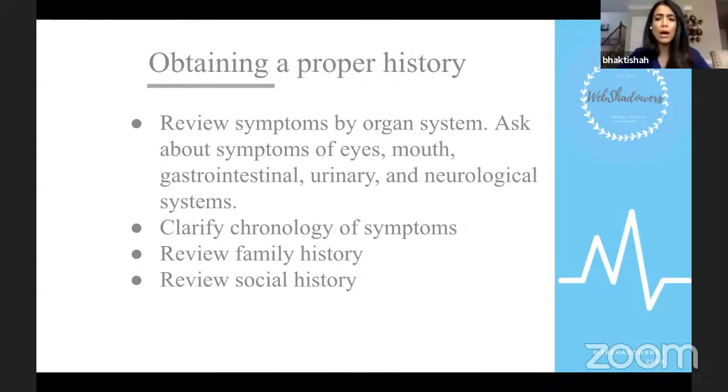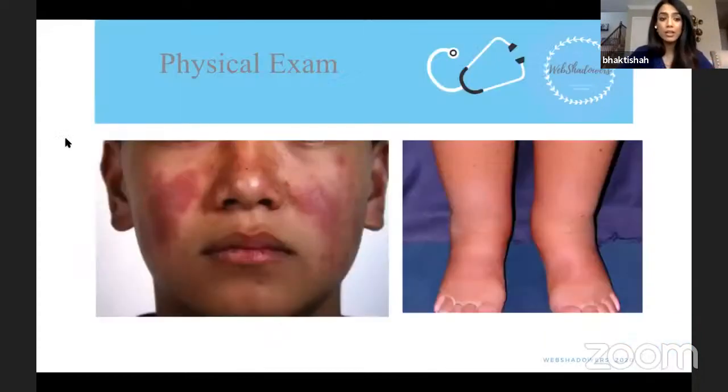We want to figure out also how long these symptoms have been going on for. We want to get a timeline. When did they start? What started first? What came afterwards? What is her family history? What is her social history? Similar to what we had reviewed earlier.